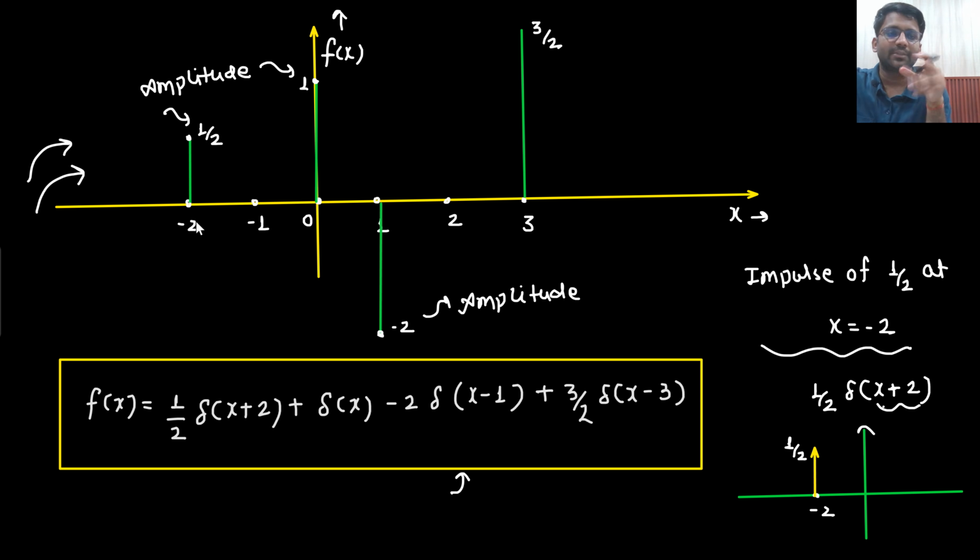So 1/2 δ(x+2) + δ(x) − 2δ(x−1), because you are having an impulse at x equals 1. Then you are having an impulse at x equals 3, so plus 3/2 δ(x−3). This would be the answer.